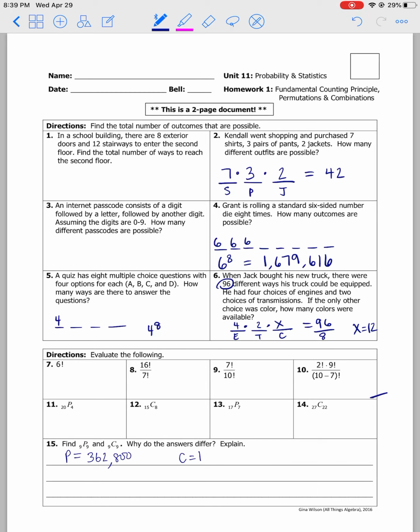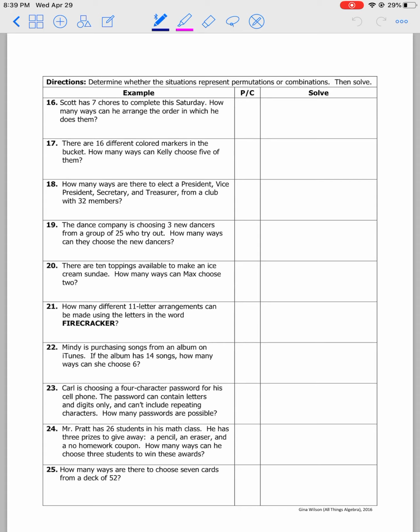Versus 9c9: there are 9 players on a baseball team. The coach needs to pick 9 to bat. It has nothing to do with order. He's just choosing 9 players to bat. Well, there's only one option there, right? It would look very different if I said there are 20 people who tried out for the baseball team and the coach could only pick 9. But anytime you're saying there's 9 people to start with and I'm choosing 9, there's only one option for that. So that is why those answers are different. It's because in combination, the order does not matter.